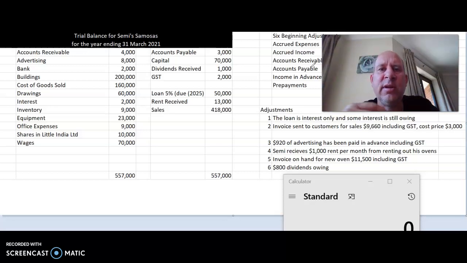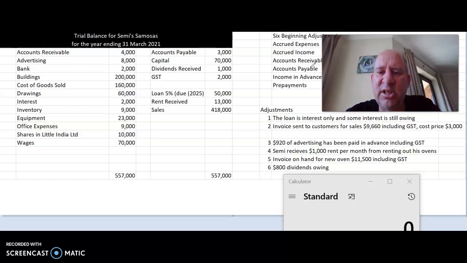Accounts receivable, definition please, pause. Good, so that's income owing to us, and that's including GST. Accounts payable. Good, expenses owed by us, including GST. We'll have an invoice for both of those accounts. Income in advance. Good, so we've received income before we've earned it. And last one, prepayments. Good, an expense paid in advance.